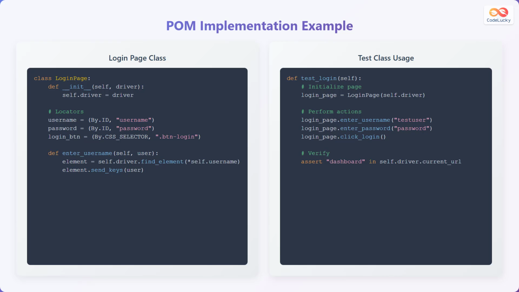Create action methods that perform specific tasks, like enter username method that finds the element using the stored locator and sends keys to it. In your test class, initialize the page object by creating a login page instance with your driver. Then call the page methods to perform actions like entering username and password, clicking login, and verifying results. This approach separates test logic from page structure, making your tests more maintainable and readable.